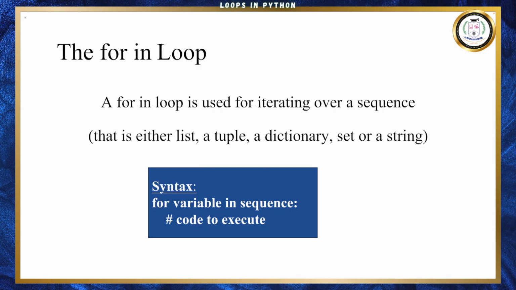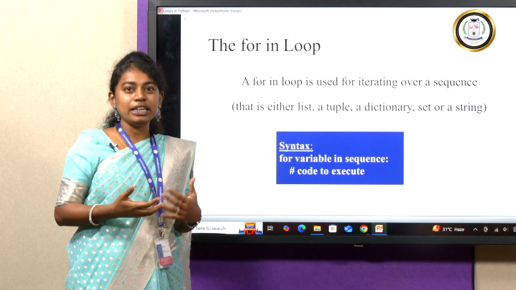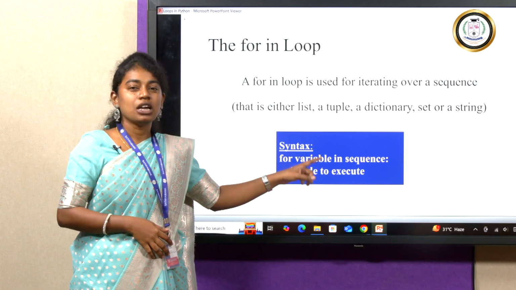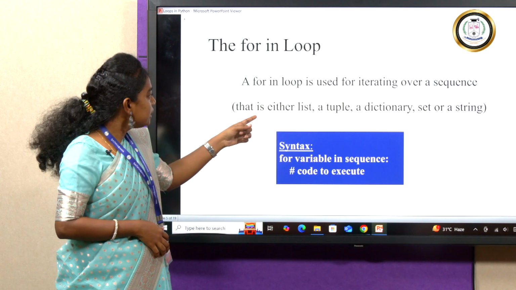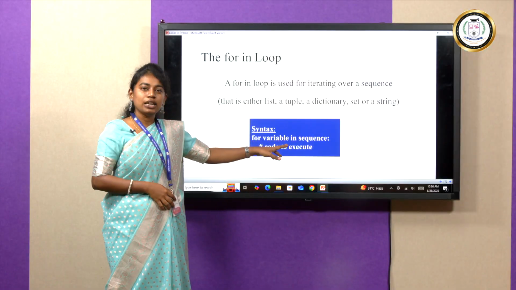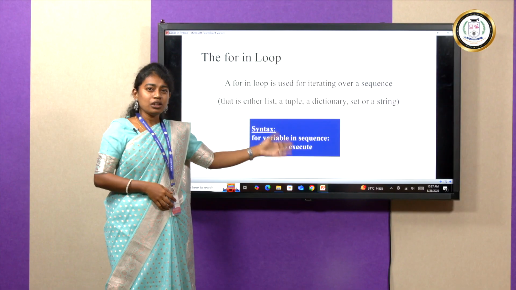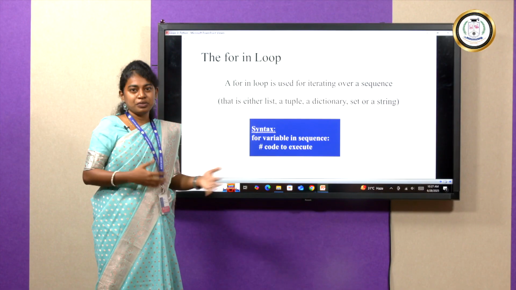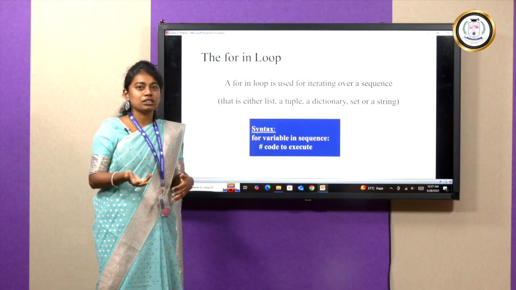So this is the syntax. You have to use the keyword for, followed by the variable name. The variable name is user defined, so you can give any name that you wish. Then in is the keyword, followed by the sequence. The sequence can be a list, as you can see here, a tuple, a dictionary, or a string. Then it is followed by the colon. The colon indicates that we are starting the particular block, and inside it you can give the code that you want to repeat any number of times.